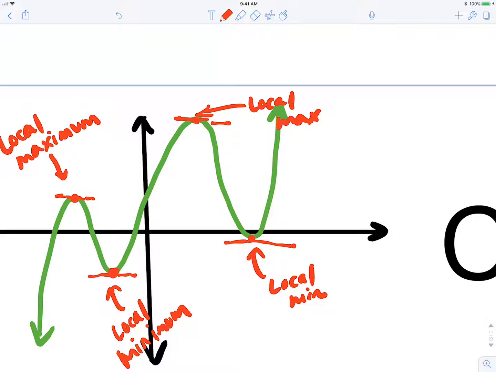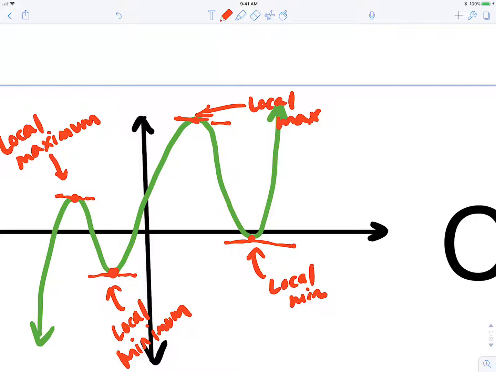Now, I'm sorry, these points are the locations of local maximums and local minimums. The actual local maximum value or local minimum value is the y value at that point. The x value or the actual ordered pair just describes the location of the local extrema, but the actual value is the y value at that point.